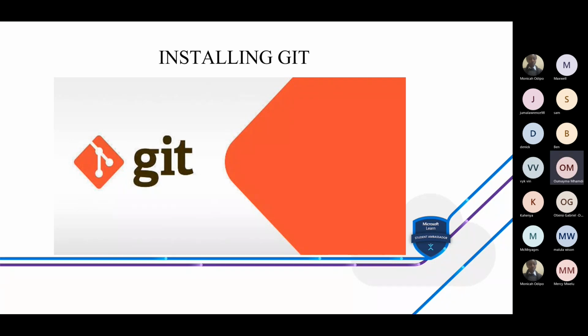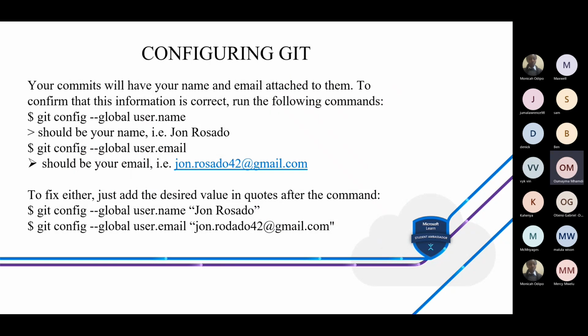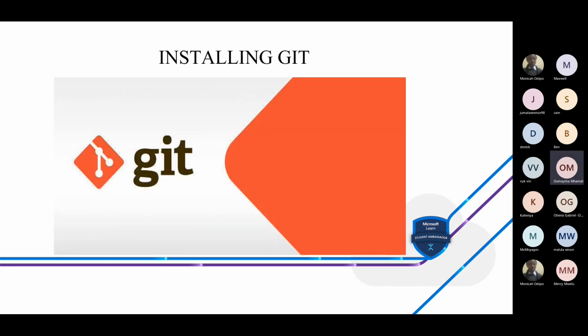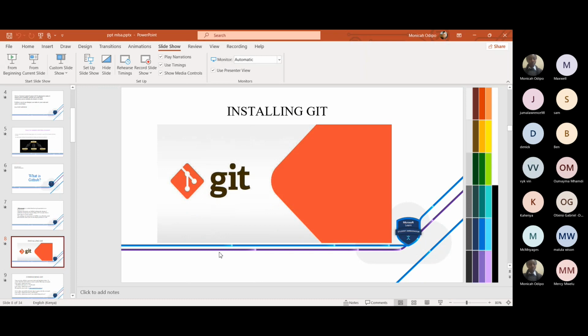Now we will move to how to install Git. You can go to the browser and just type Git download. You can easily install it. Monica, please, I will share my screen to show them how to install Git. Okay. You can stop sharing.